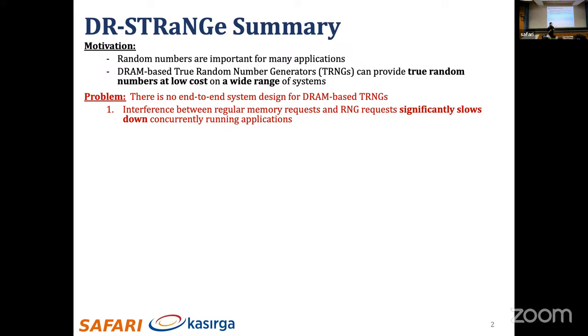And this can slow down both types of applications, those that use random numbers and those that don't need random numbers, that are running concurrently in a system, and basically degrade the system performance.